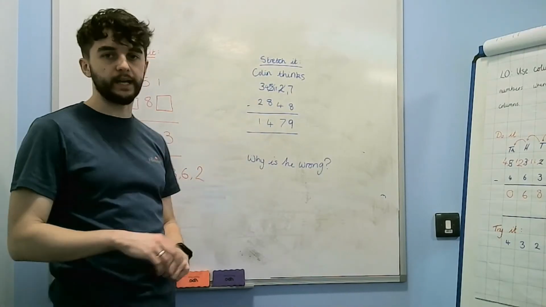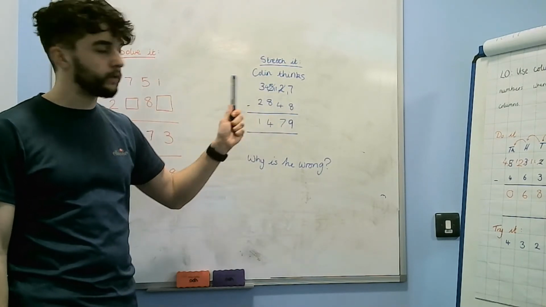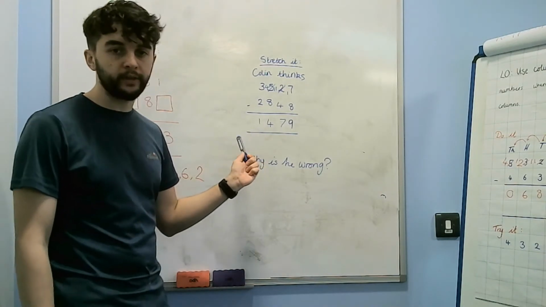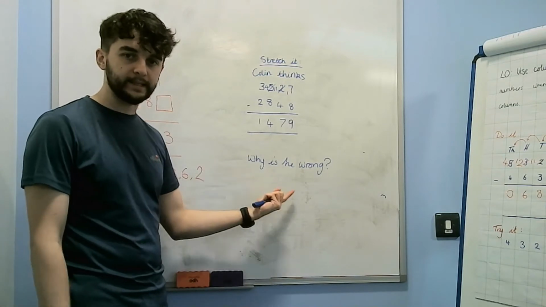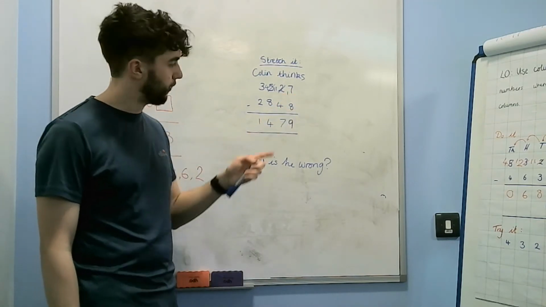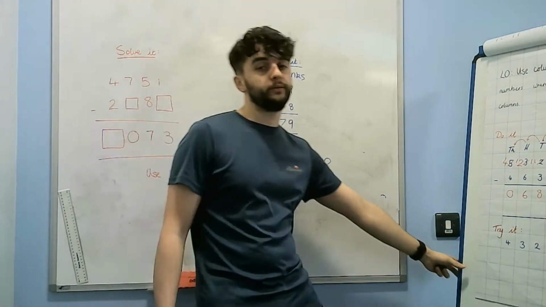Okay, so for stretch it, Colin thinks 3,527 subtract 2,848 equals 1,479. It says here, why is he wrong? Okay, 7 subtract 8. Can we do that? No, we can't. So Colin has exchanged. Okay, remember your vocabulary.